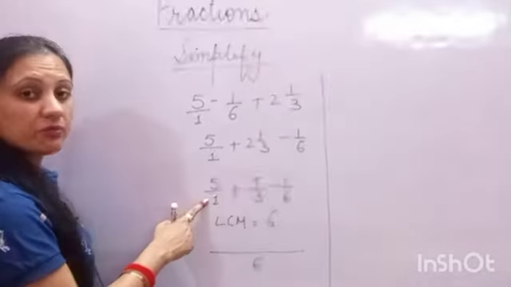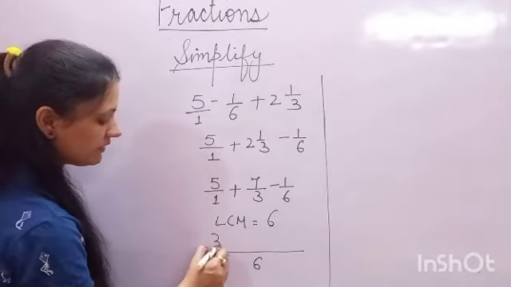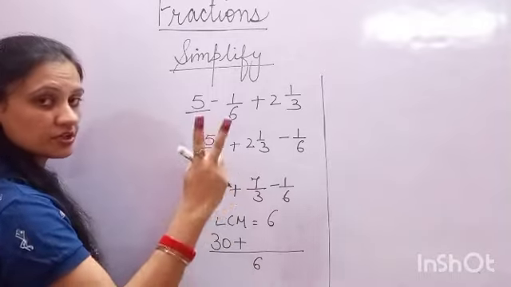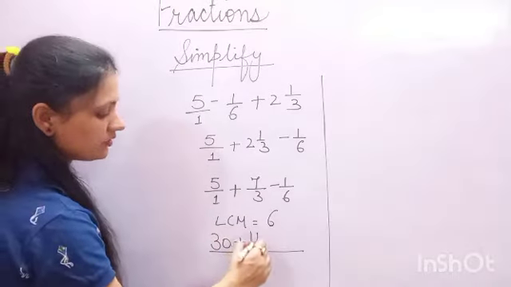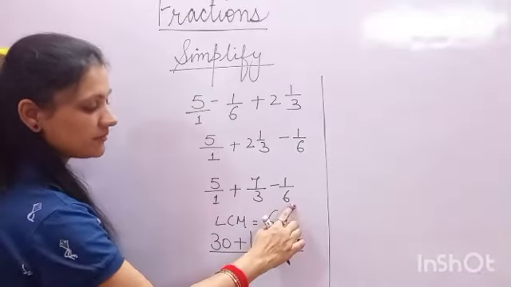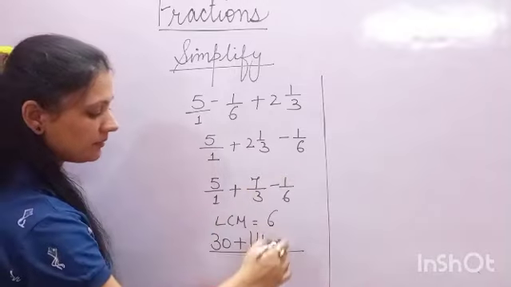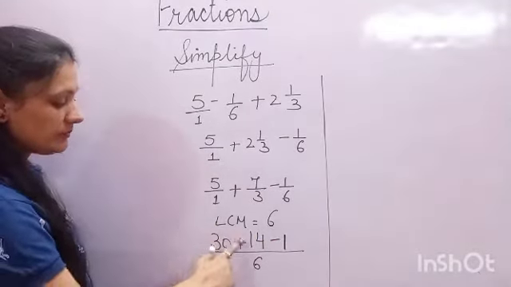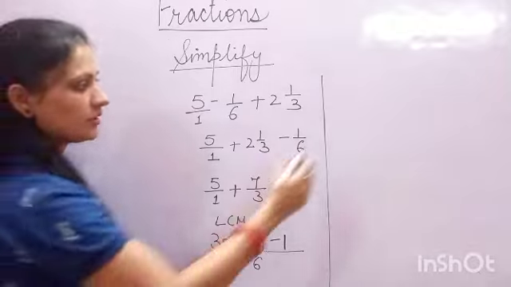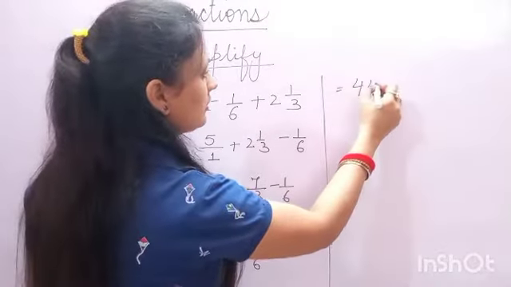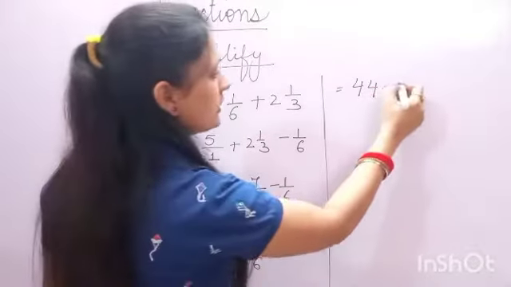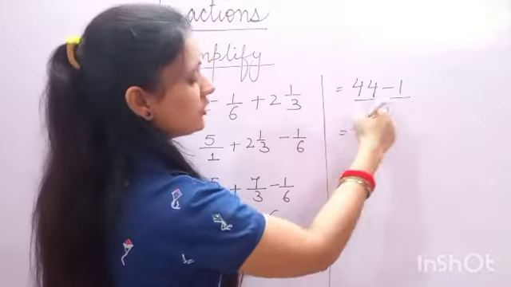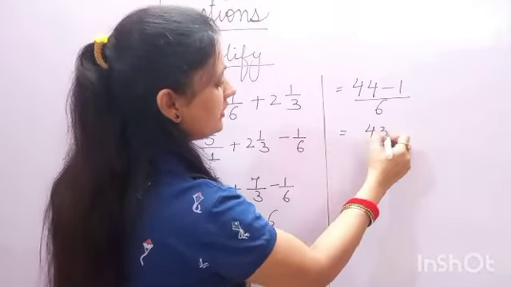6 divided by 1 is 6. Multiply by 5, 30. Sign of addition, 6 divided by 3, 2. Multiply by 7, 14. 6 divided by 6 is 1. Multiply by 1 is 1. Okay. So 30 plus 14 is, I am writing here, 44 and minus 1 upon LCM 6. 44 minus 1 is 43.